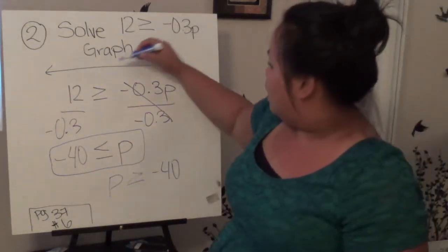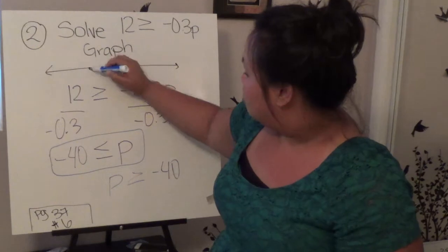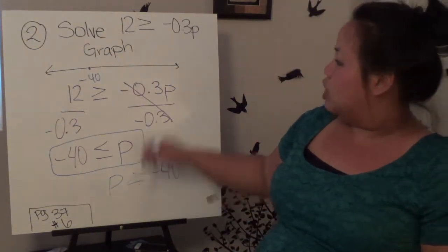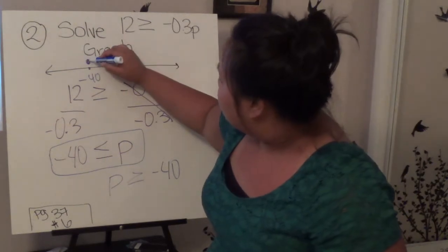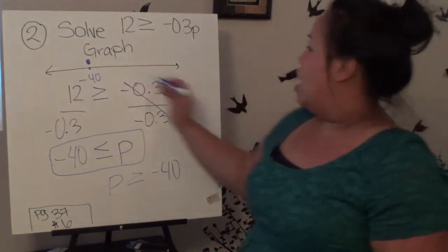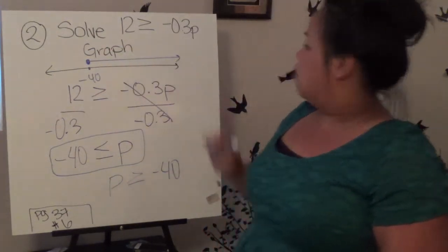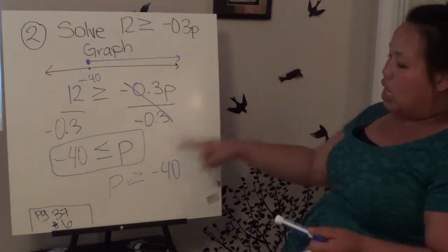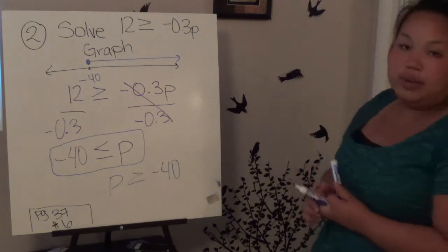And I'm going to find -40, let's say right here. And because there's a line underneath, I'm going to do a closed circle. And this is going to the right, so we're going to go right. So that means that p is anything bigger than -40, including -40.